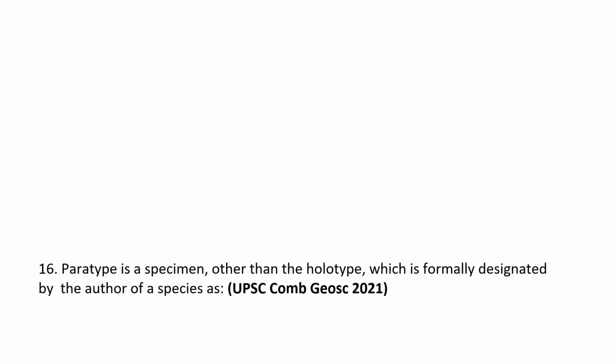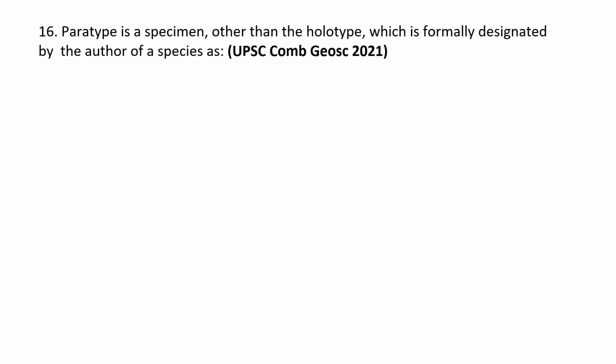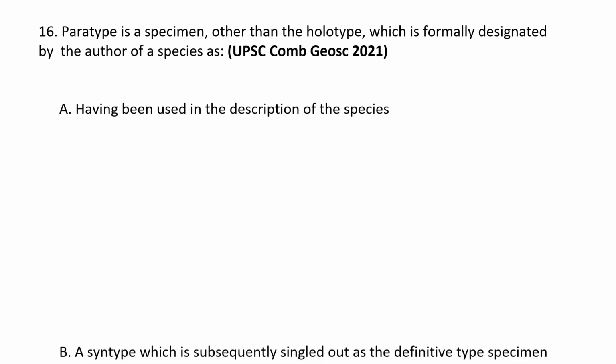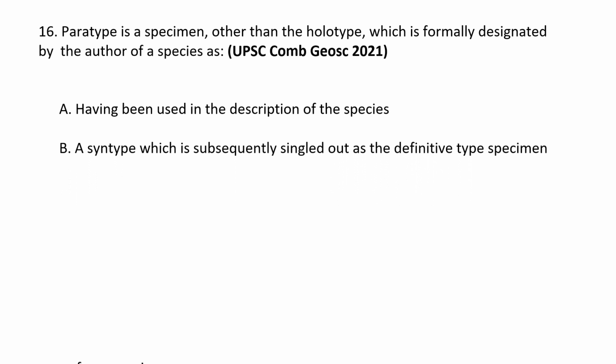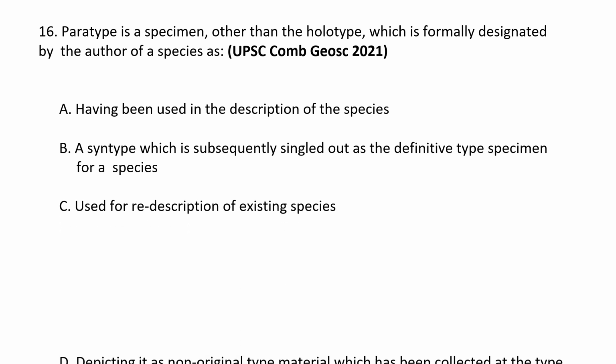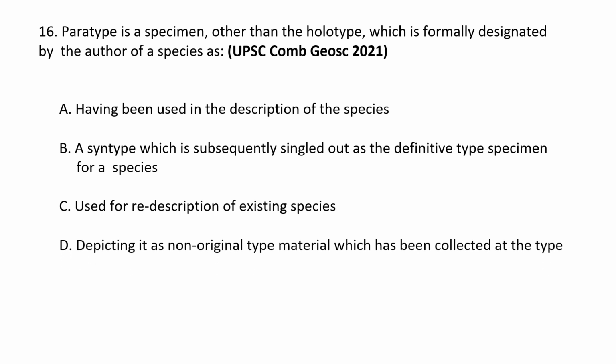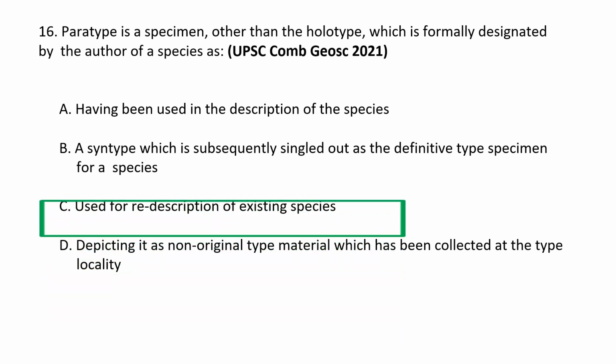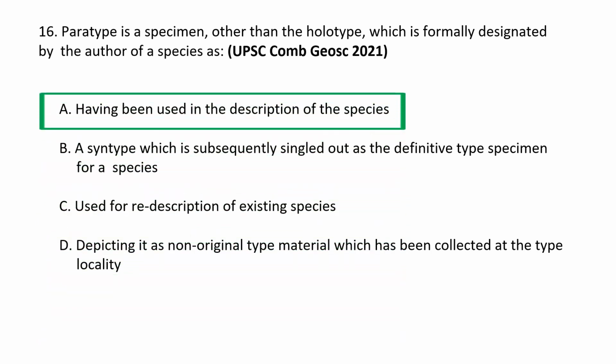Next question. Paratype is a specimen other than the holotype which is formally designated by the author of a species as: A. Having been used in the description of the species, B. A syntype which is subsequently singled out as the definitive type specimen for a species, C. Used for redescription of an existing species, and D. Depicting it as a non-original type material which has been collected at the type locality. So paratype is a specimen other than the holotype. This is usually designated by the author of a species as having been used in the description of the species.